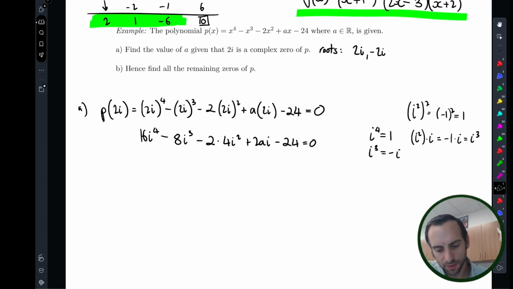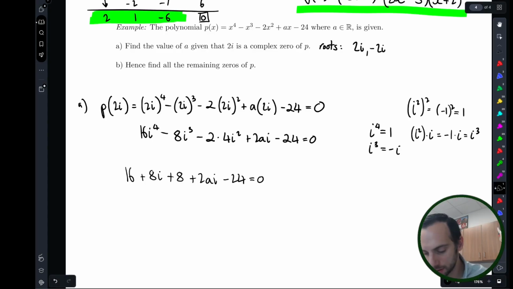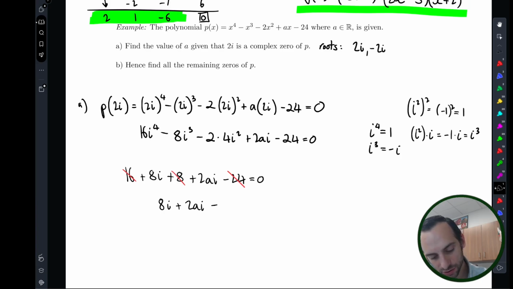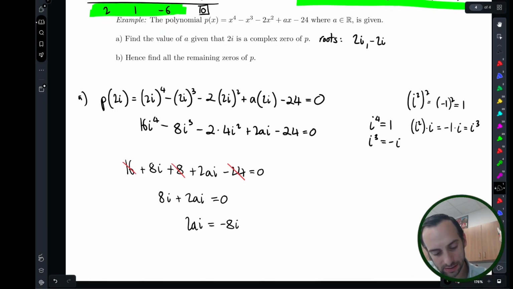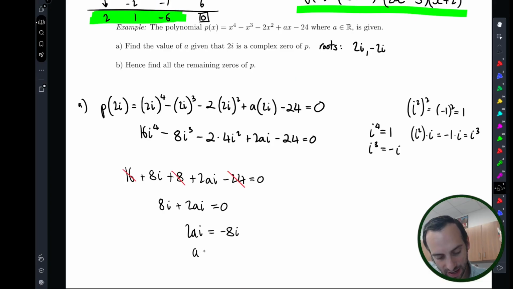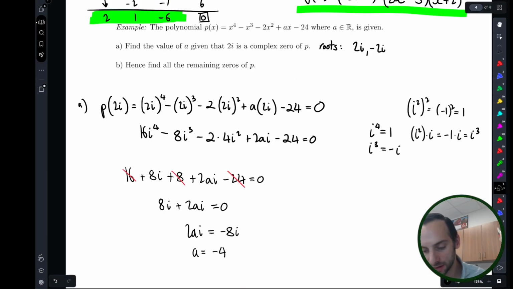Okay? So simplifying this algebra now, we have 16 plus 8i, and then this would be plus 8, and then plus 2ai minus 24 equals 0. The real components should add up. So 16 plus 8 is 24. Those will cancel. And we have 8i plus 2ai should equal 0, giving us 2ai equals negative 8i. Leading us to the conclusion that a equals negative 4. Okay? So that's a nice algebra way to complete part A.